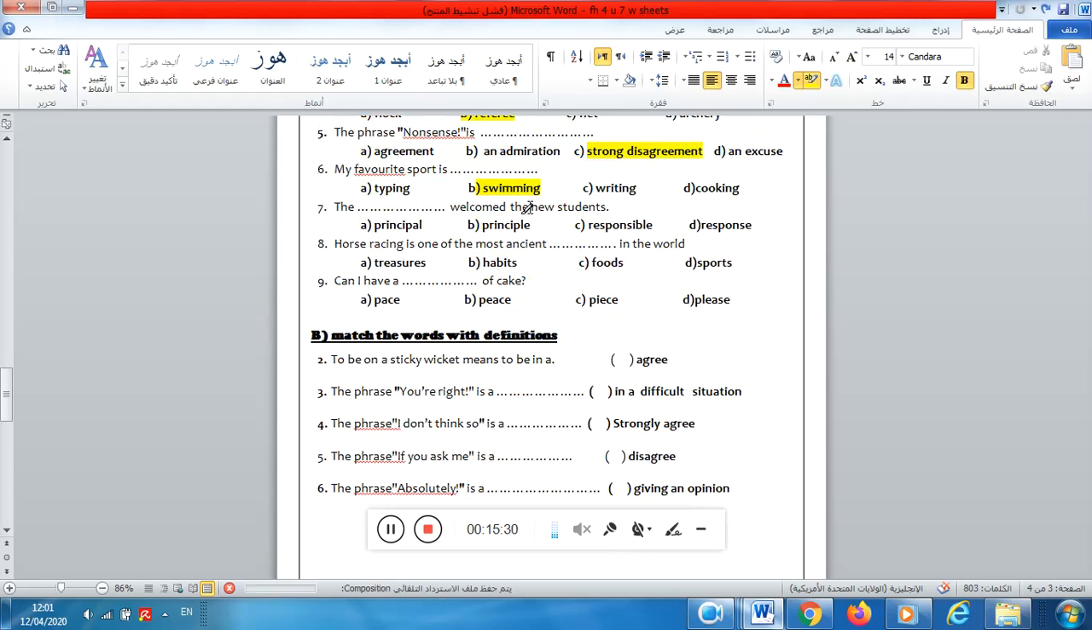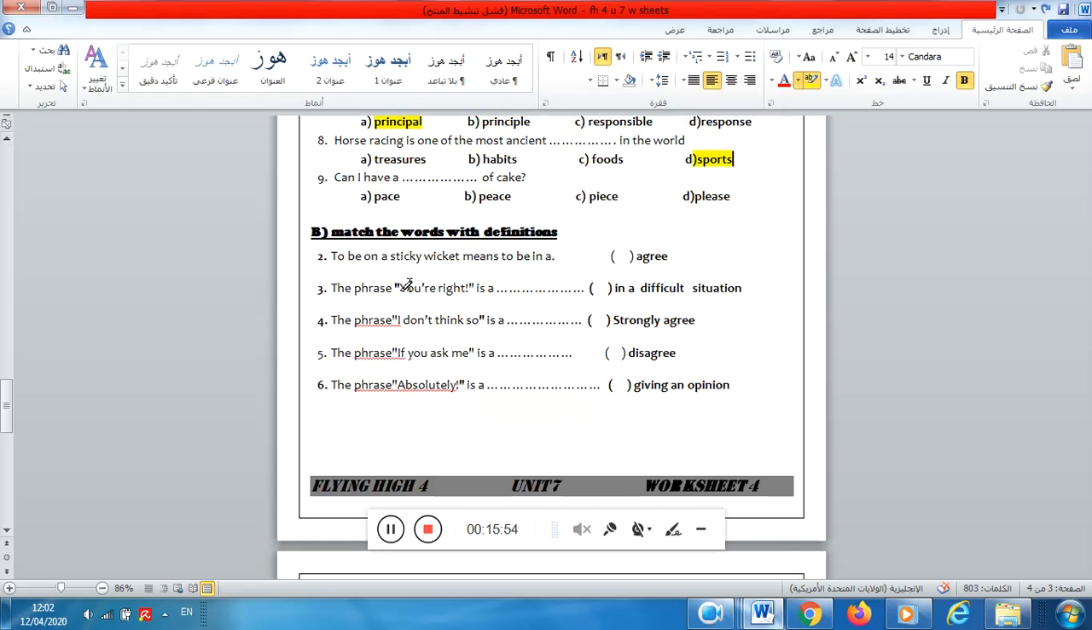The blank welcome the new students. Who can welcome the new students at a school? Of course, we need a noun, and this noun is the principal, the head teacher. Horse racing is one of the most ancient blank in the world. Of course, sports. We have just written about horse racing.